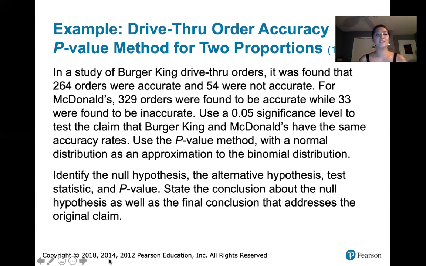As part of the solution to this problem, we're going to be asked to identify the null and alternative hypotheses. We're going to be asked to compute the test statistic and find the corresponding p-value. And after we find that p-value, we want to compare it to alpha and use that to come up with a conclusion about the null hypothesis, as well as a final conclusion that addresses the original claim.